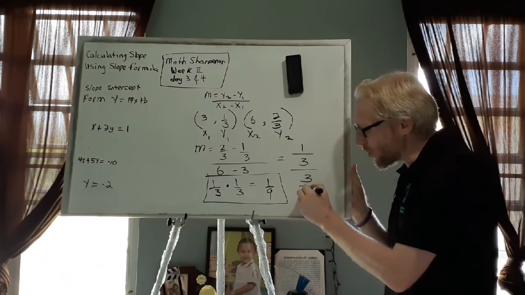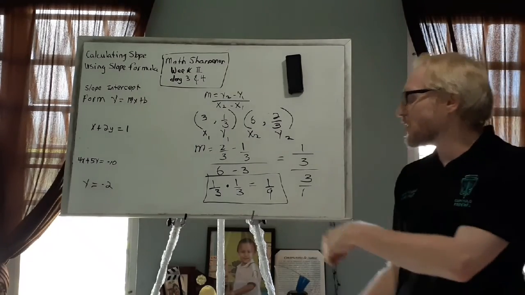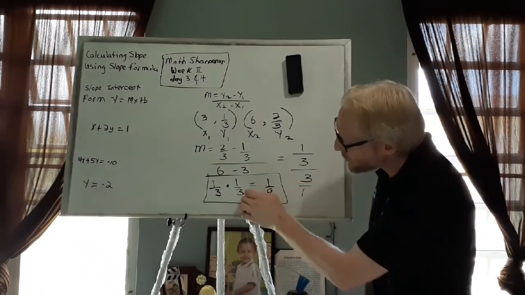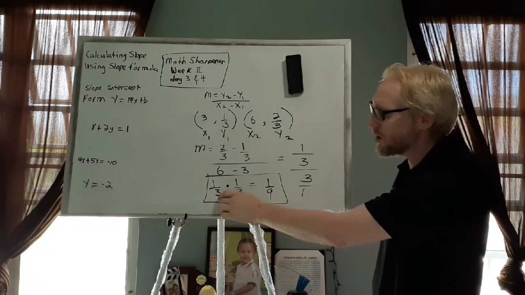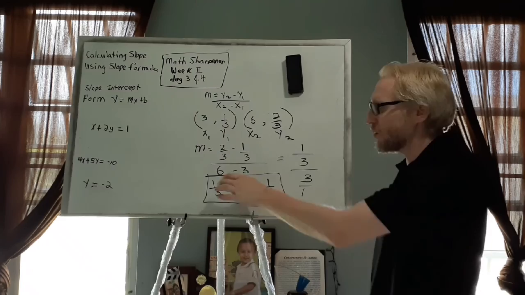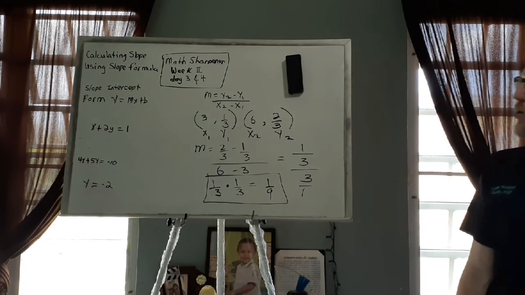Okay, because technically all real numbers are written over 1. And then I flipped it upside down. So I took the 3 over 1 and flipped it upside down to 1/3 and multiplied. Of course, this 1/3 goes here, and 3 times 3 is 9, and 1 times 1 is 1, and that's it. That's it for that. Okay, so that's how you use the slope formula.